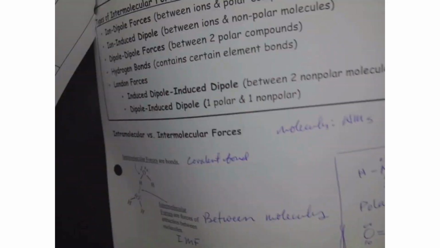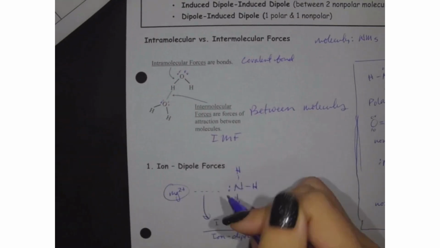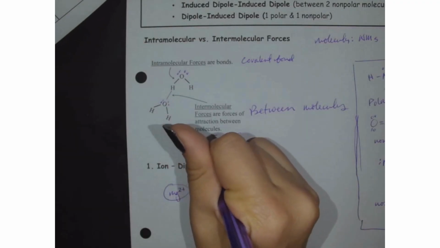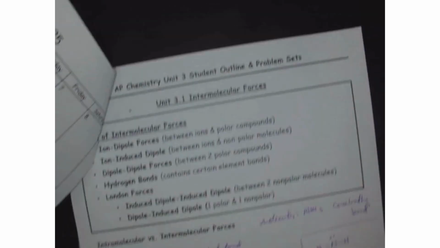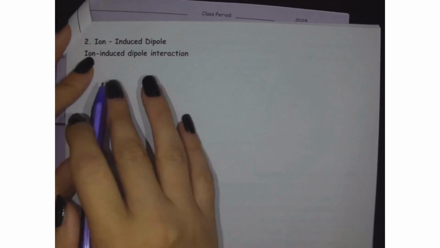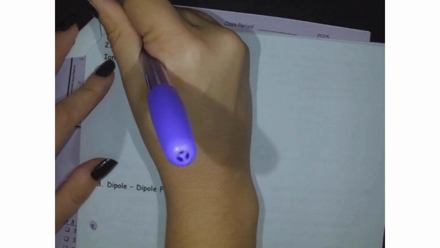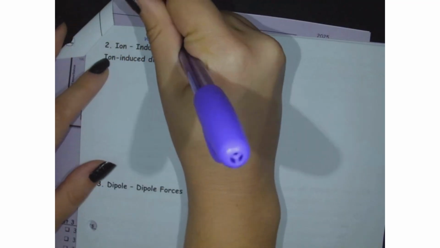Okay, let's keep going. So there are two types of IMFs that deal with ions. We have ion dipole, and then we have something called ion-induced dipole. Okay. Now, dipole we're going to reserve for polar molecules. Induced dipoles we're going to reserve for nonpolar molecules.